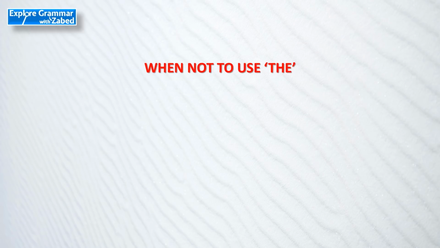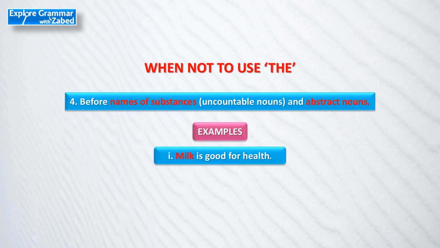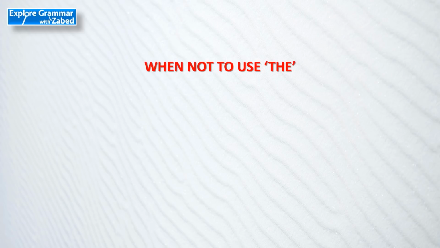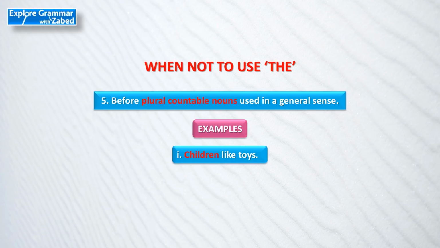We must not use article the before names of substances and abstract nouns. For example, milk is good for health. Honesty is the best policy. We don't put article the before plural countable nouns when they are used in a general sense. For example, children like toys. Books are good companions.